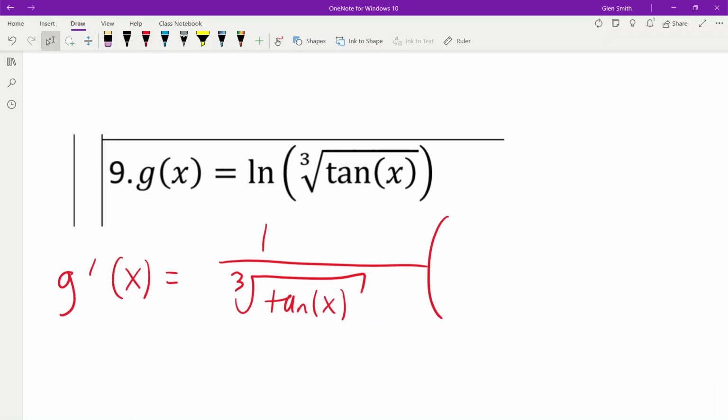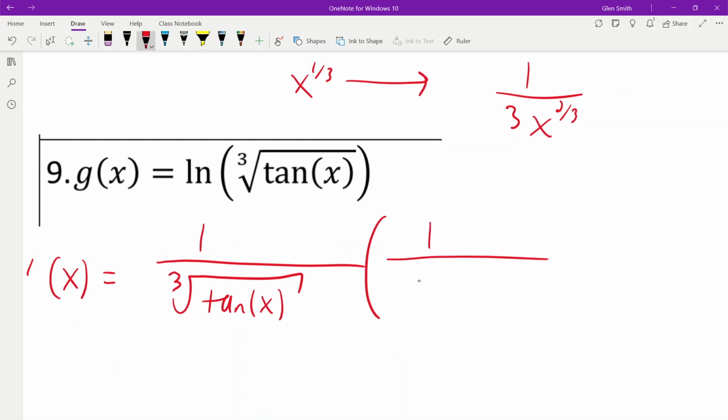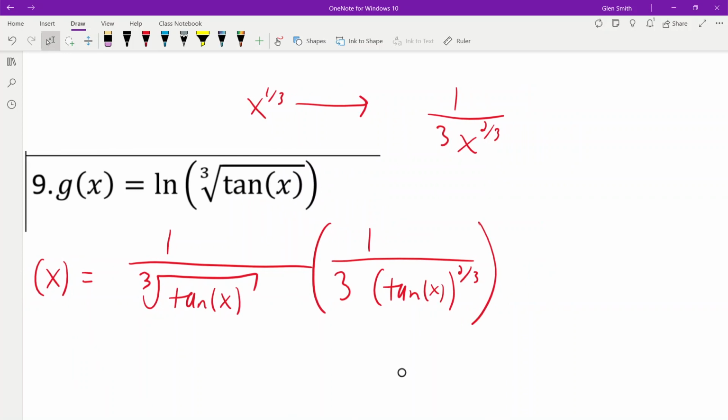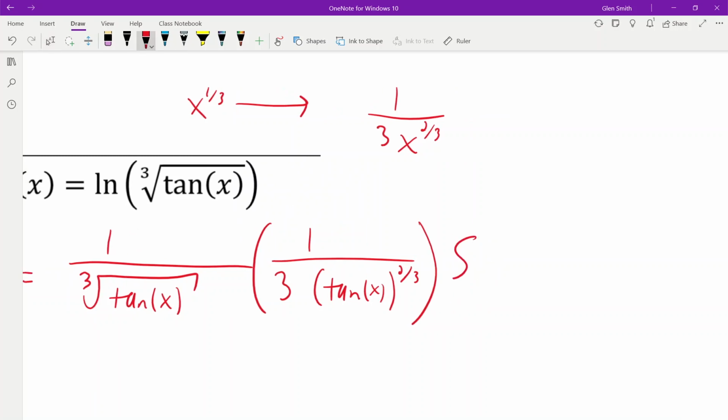Then we're going to chain on the derivative of what's inside of the ln, which is something in a cubed root. And the derivative of a cubed root, which is really a 1/3 power, when you derive that, it's 1 over 3 x to the 2/3. So this becomes 1 over 3 tangent of x to the 2/3. Then we're going to multiply that by the derivative of what's in the cubed root. That's a tangent. And the derivative of tangent is secant squared of x.